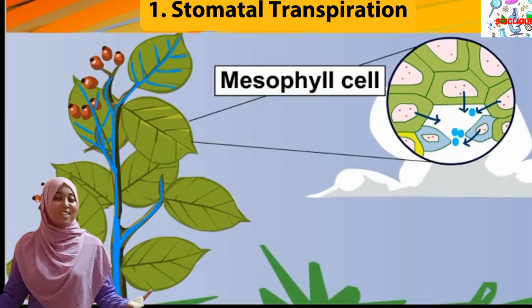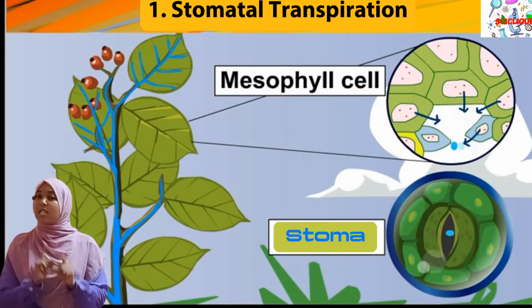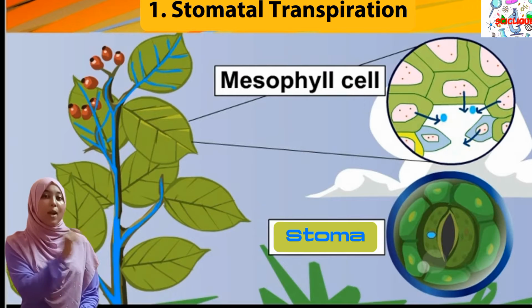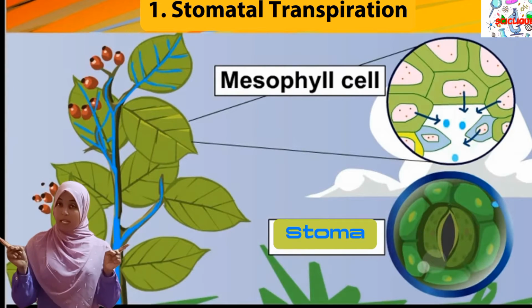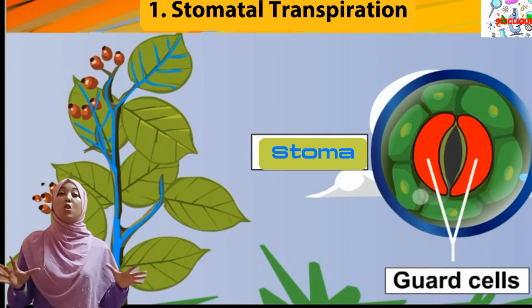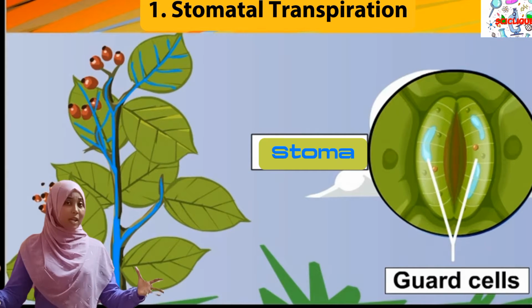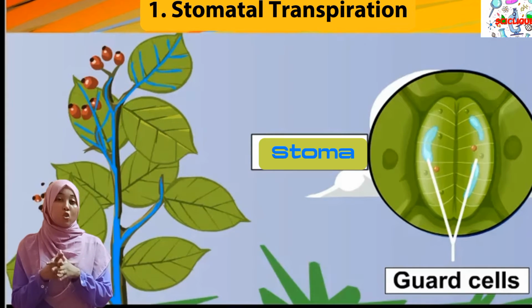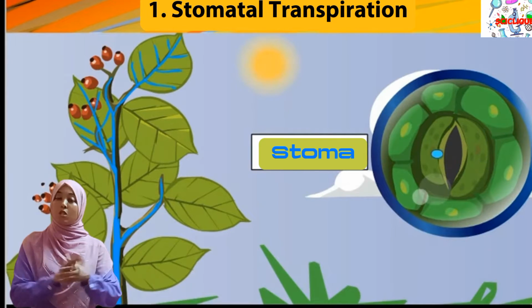What are stomata? Stomata are openings that are found on the leaf surface, specifically on the upper and lower epidermis of the leaf. Now what happens is that the opening and the closing of stomata is controlled by a pair of cells known as guard cells. So guard cells control when stomata can open and when they can close. Now usually in most plants, stomata tend to open during the day but close at night.